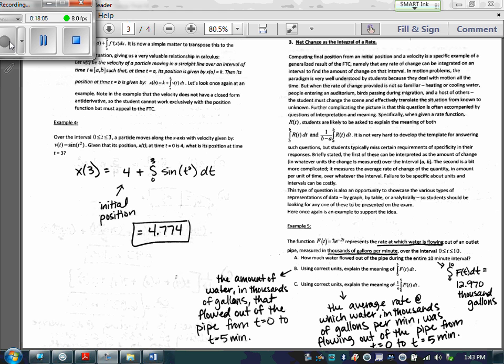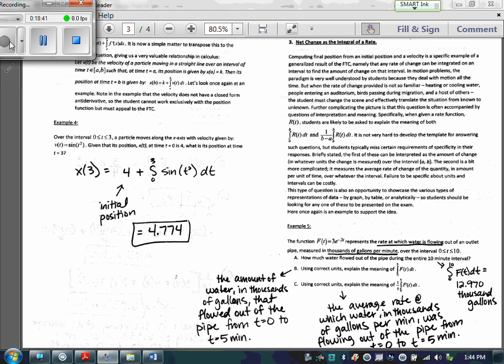All right, part C. Using the correct units, explain the meaning of the integral of f from 0 to 5, but this time multiplied by 1/5. So what does that do? You're adding up and dividing by the amount. Average. It's the average what, though? It's the average rate at which water flows, in units of thousands of gallons per minute. It's a rate this time.